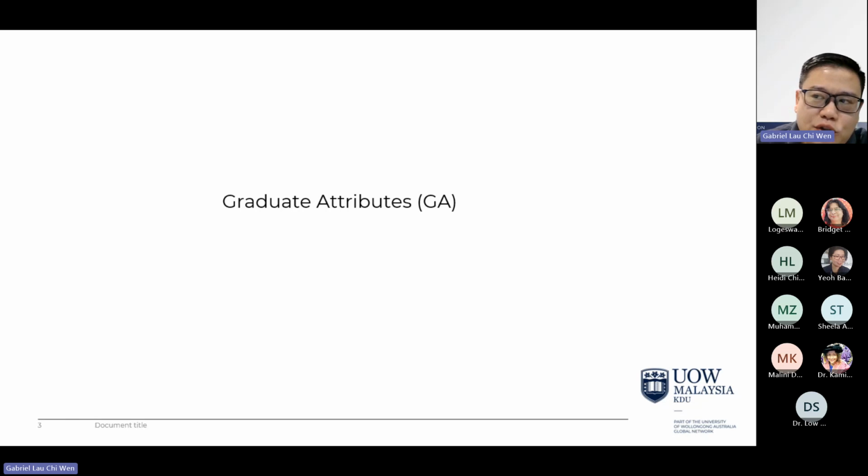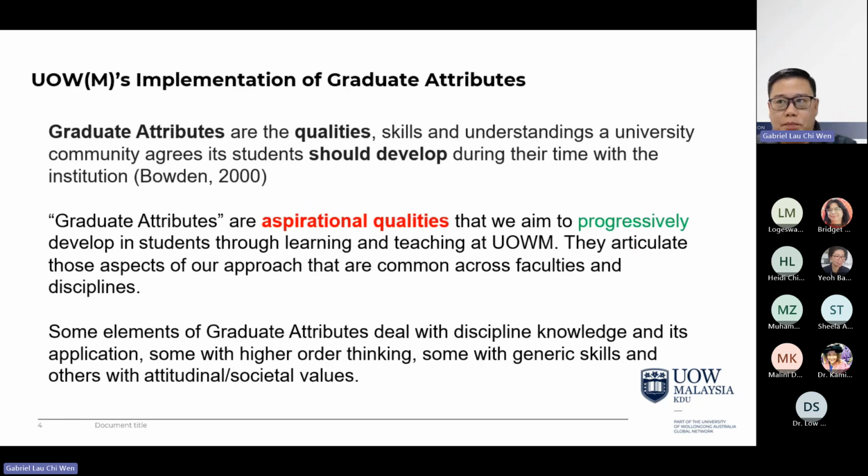What are graduate attributes? If you look at the basic definition, graduate attributes are the qualities, skills, and understanding a university community agrees its students should develop during their time with the institution. Basically, it means the key qualities, skills, and understanding that a student who joins University of Wollongong Malaysia must develop during their time at the institution. Now, many of us will ask, what does it mean? Is it the same as PEOs, program educational objectives?